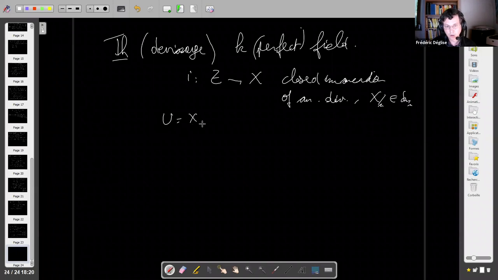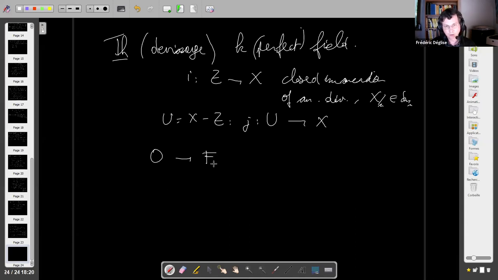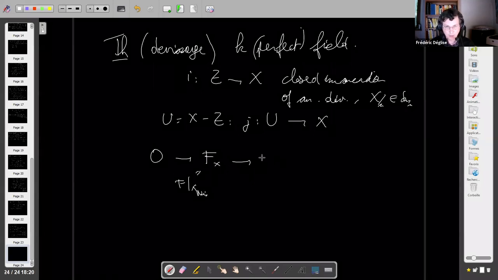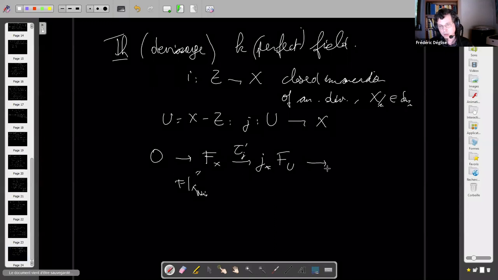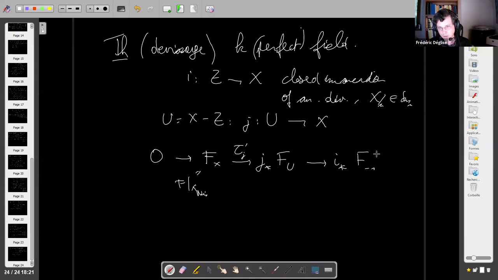And I let U be the complement, and I look at the open immersion j. Then I always have this map that I have defined by adjunction. I get a map from F restricted to the Nisnevich site of X, and I can always go to j_* F of U. So this is the map which is adjoint to the structural map of F seen as a sheaf on the big site. We have seen by the lemma and the fact that j^* is always a monomorphism of sheaves, so we obtain that this map is a monomorphism. And actually, Voevodsky computed the cokernel, and it is i_* F_{-1} restricted to Z.